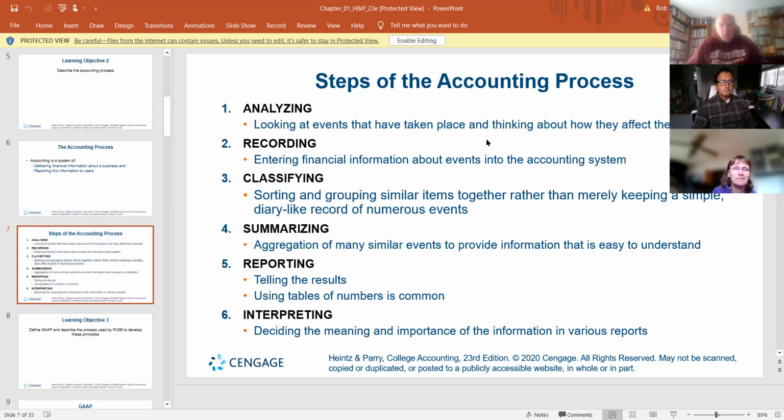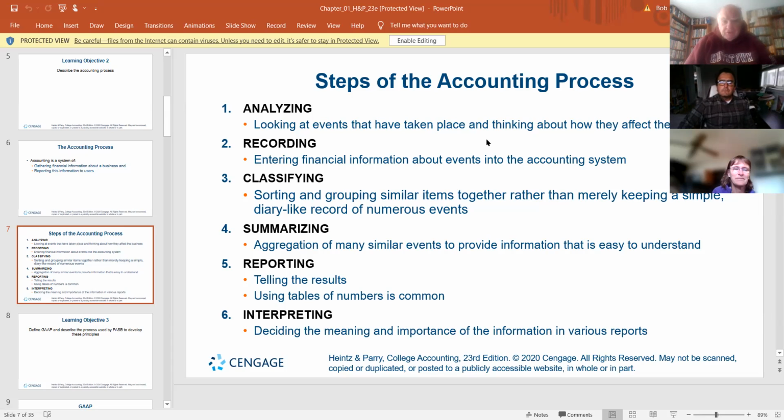Step 1, analyzing: looking at events that have taken place and seeing how they can affect the business. That could be as simple as getting the electric bill in the mail, looking at it and saying, that's your analysis. This is the electric bill. It looks reasonable. It's time to pay it. Or it could be something complicated where you're having a series of meetings about the budgets. So you start with analyzing, and then you record the information.